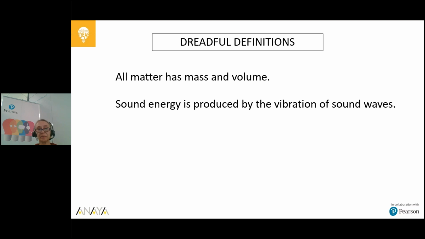We don't start here. Here's another definition which always throws the children. A magnet has a north and a south pole. And they go, but North Pole, isn't that where the polar bears live? And you've thrown them completely. It's much easier to just explore magnets through doing activities with them and then reaching this definition.